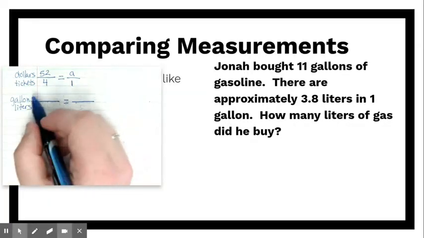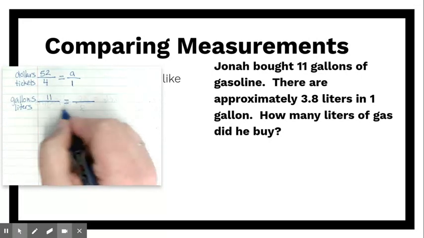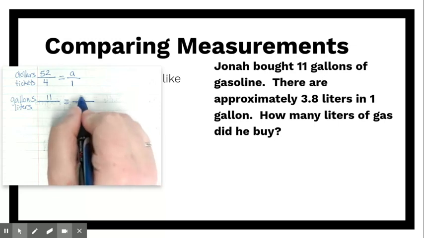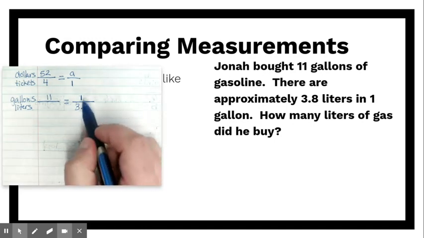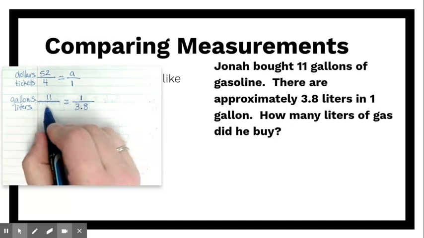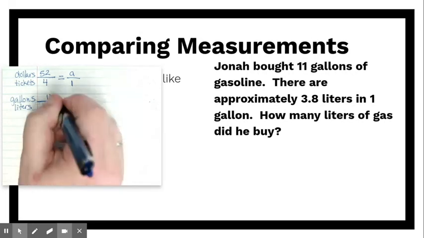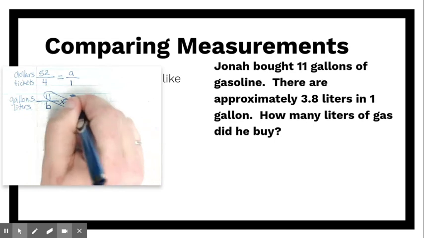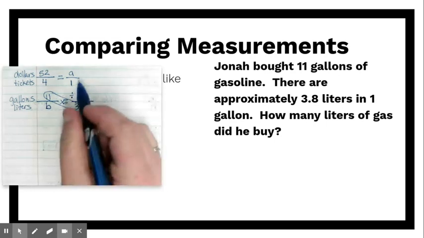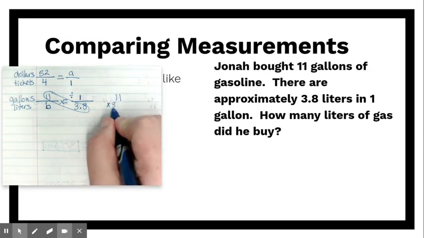Okay, so he bought 11 gallons of gasoline, and there are approximately 3.8 liters in 1 gallon. So for 1 gallon, I'd use 3.8 liters. You see that? 3.8 liters in 1 gallon. So we are trying to find this right here. How many liters did he buy if he bought 11 gallons? So same thing, multiply this and then divide by 1. We didn't solve that up here, but that's okay. So we're going to do 11 times 3.8.